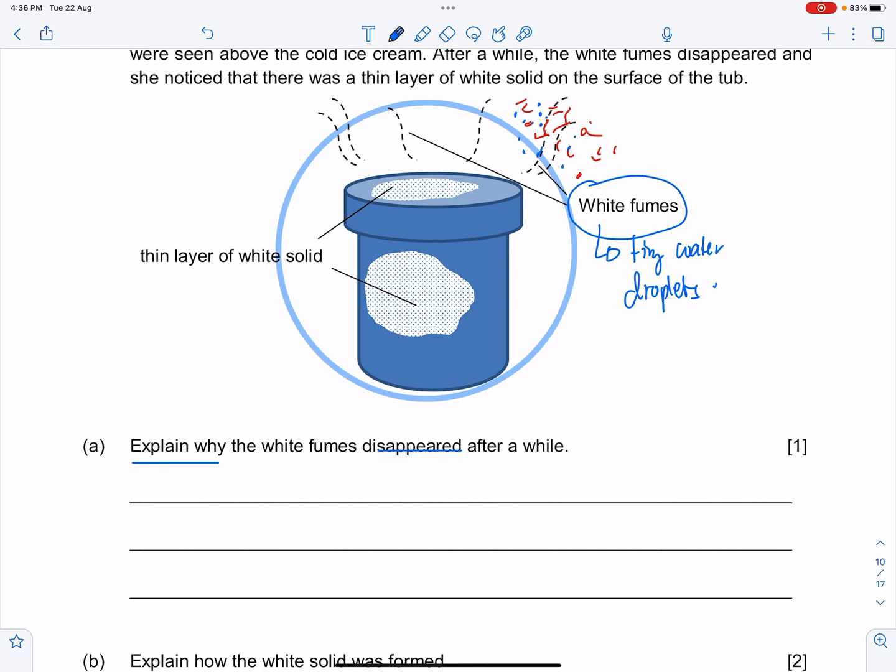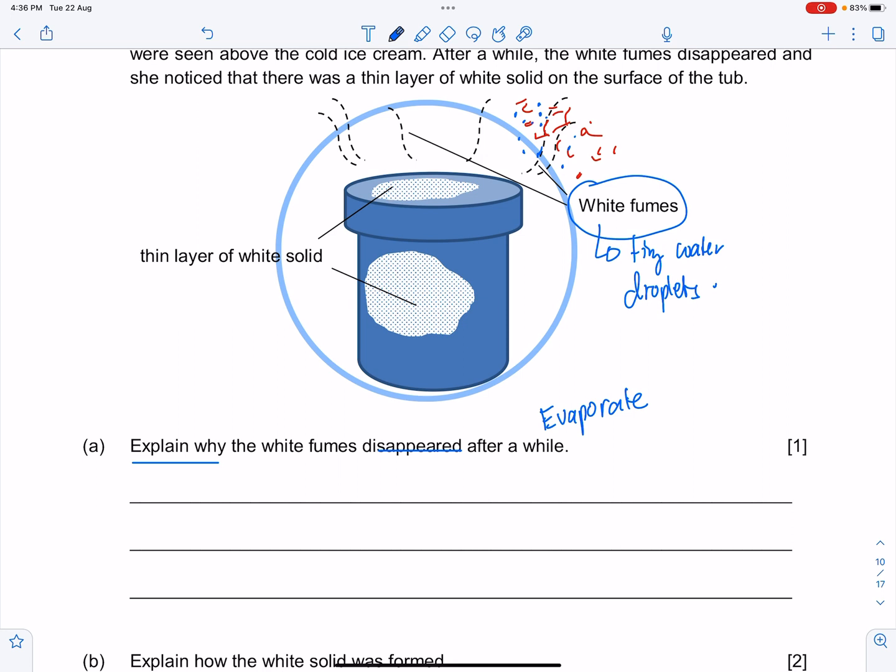So we know that since it's water droplets, how does liquid water disappear? Just like a puddle of water, right? It disappears. The main idea is that it would actually evaporate. So the same idea is in place here. We're talking about evaporation. With evaporation, we always talk about heat gain. Where is the heat being gained from?